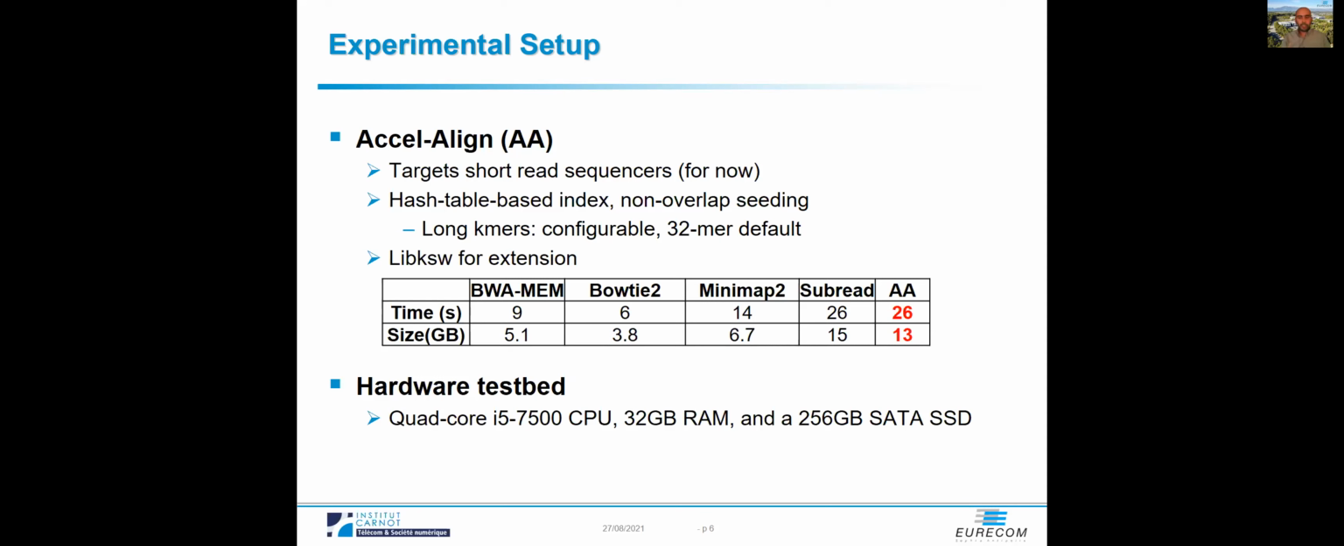For the hardware testbed that we use for the rest of the experiments that I'm going to show you here, we have a very simple setup, and we intentionally kept it simple to illustrate that we are able to push the limits of CPUs using algorithmic techniques like embedding, right? So we have a simple quad-core CPU with 32 gigabytes of RAM. So you already know that Accel-Align runs with less than 32 gigabytes of RAM, and many practice runs with 16 gigabytes even. And we have a simple 256 gigabyte SATA SSD.